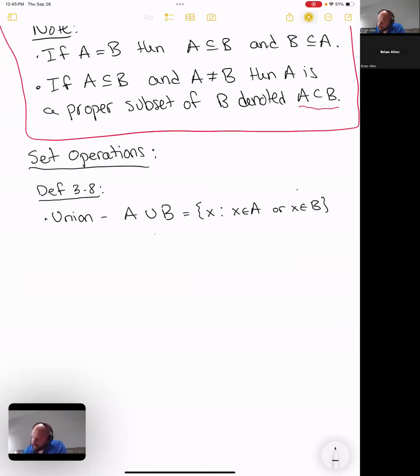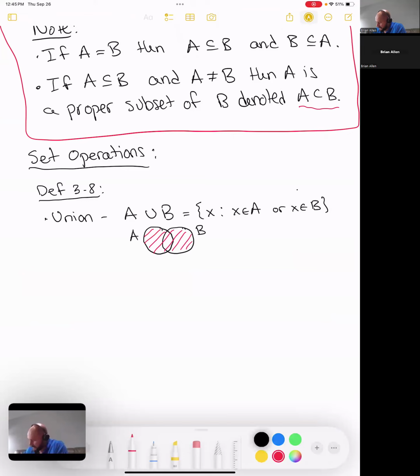Now let's draw a picture before I move on here. So you want to think of the set A as something like this, and the set B as something like this. And the union here is all the elements in either set, right, or both. Okay, a very important operation.